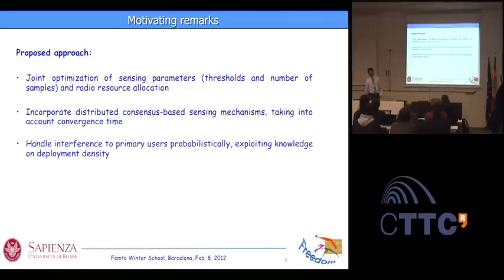So what we are going to propose here, as I mentioned before, I will show you at least the way we formulated this joint optimization problem. And then I will incorporate a very simple distributed consensus algorithm just to implement this cooperative mechanism. And then I will show how to handle the interference to primary users in a probabilistic sense. I just mention this point to clarify what I mean here. In general, when we talk about the interference problem, the interference that we may generate towards other users, we would like to know the interference power at the receiver.